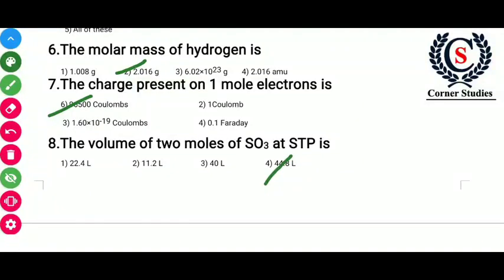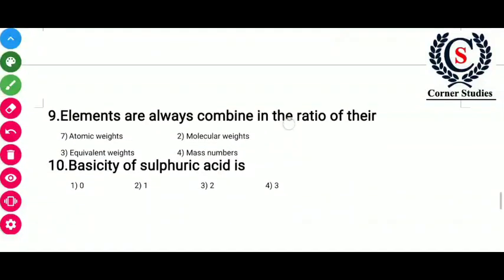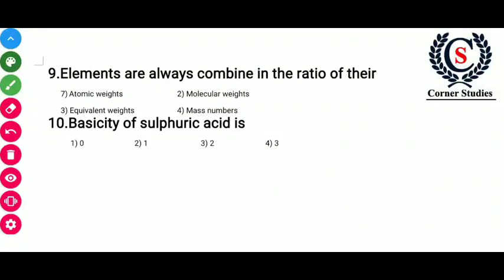And the eighth question is, the volume of 2 moles of SO3 at STP is 44.8 liters. Next question, elements are always combined in the ratio of their atomic weights, molecular weights, equivalent weights, or mass numbers. Equivalent weights. Last question, the basicity of sulfuric acid is 2.